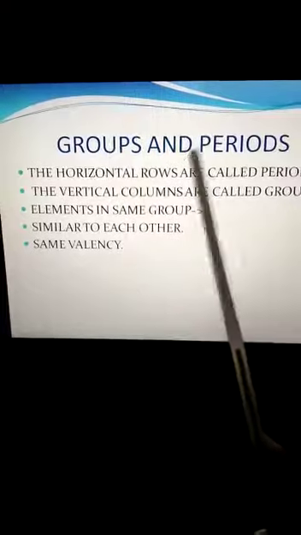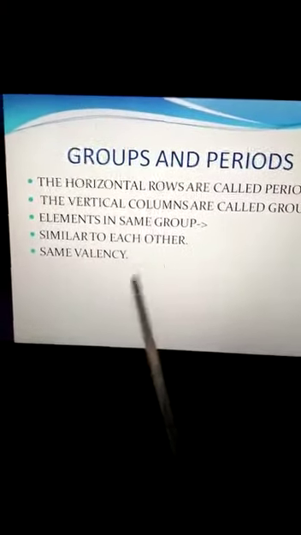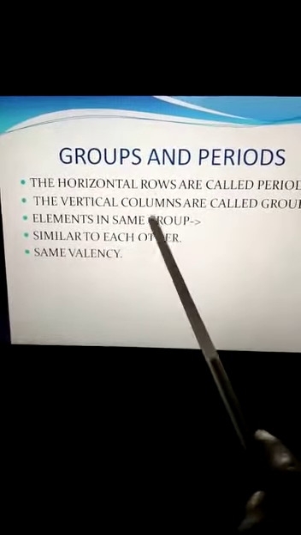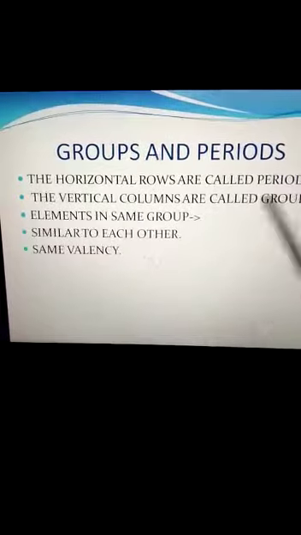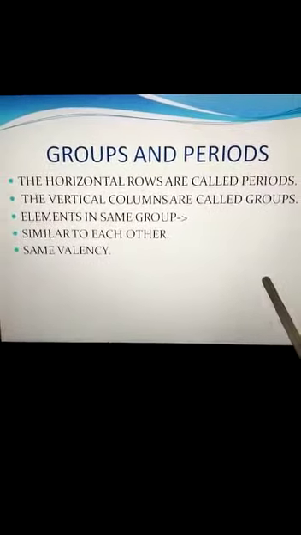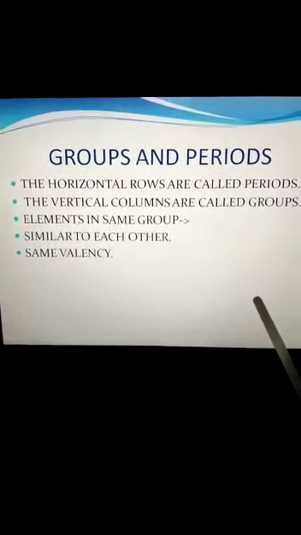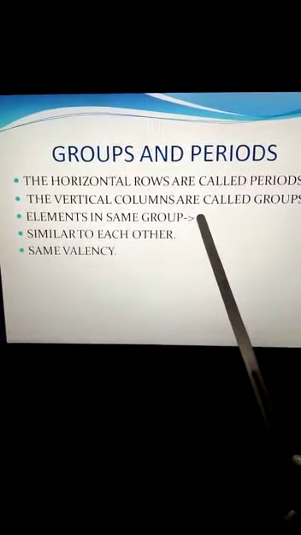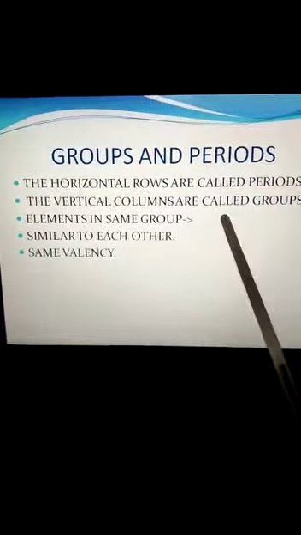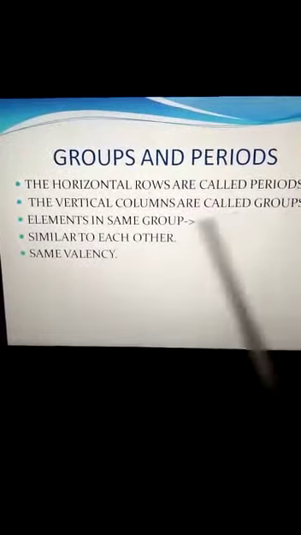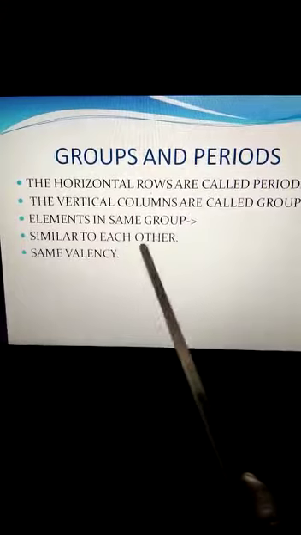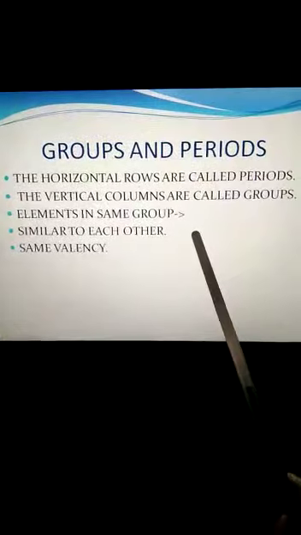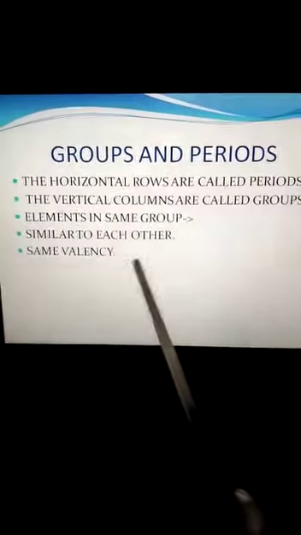A little bit about groups and periods. As I told you, the elements are arranged in a chart form in horizontal and vertical ways. Horizontal rows are called periods and vertical columns are called groups. Elements that belong to the same group, group 1, 2, 3, 4, as I have just told, are similar to each other, and they also possess the same valency.